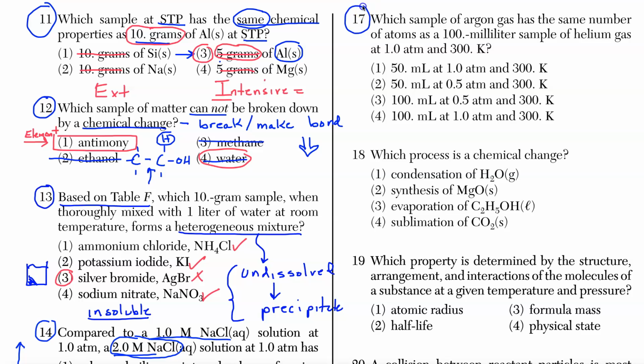On to number 17. Number 17: Which sample of argon gas has the same number of atoms or particles as a 100 milliliter sample of helium gas, which is also going to be made up of just atoms, at 1 atmosphere and 300 Kelvin? So we have a 100 milliliter sample.